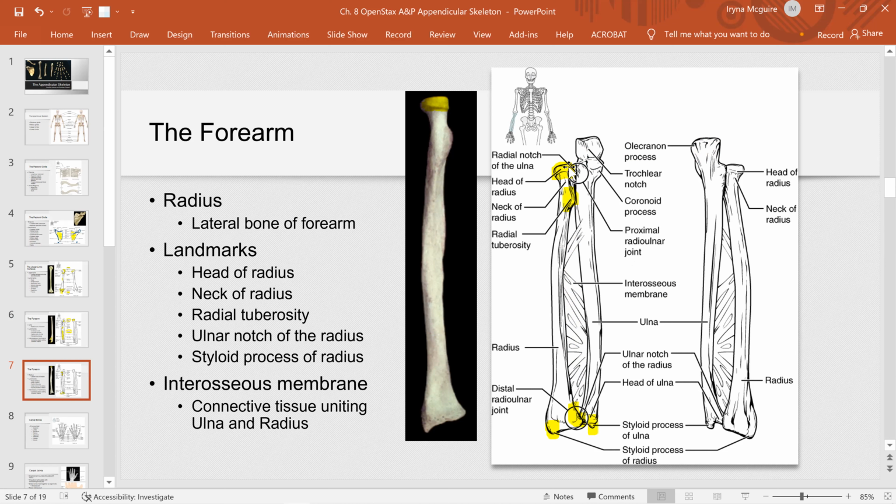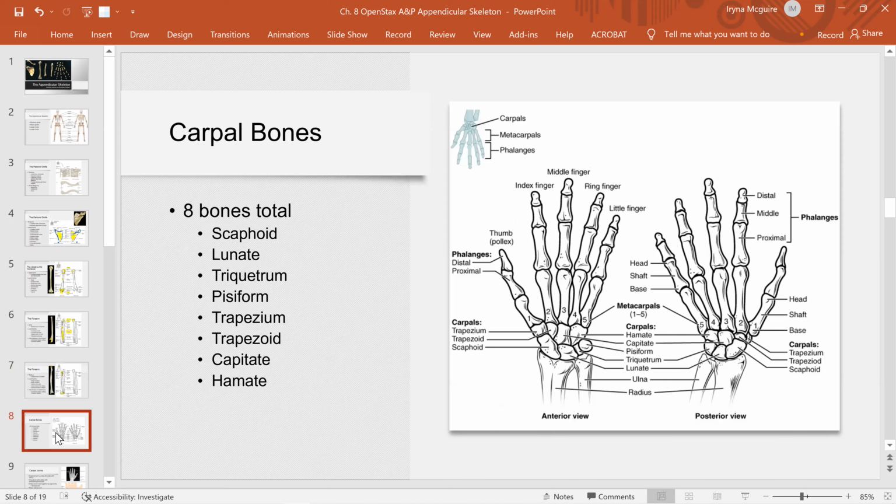And on the proximal end, we have the head of the radius, neck of the radius, radial tuberosity, and we have a membrane again between radius and ulna. Okay, so now let's move to our carpal bones, that's your wrist. And we have 8 total bones.